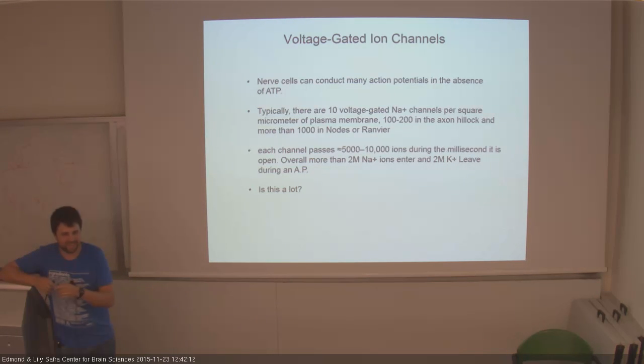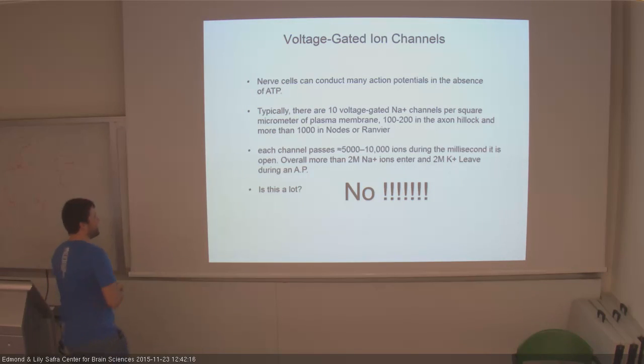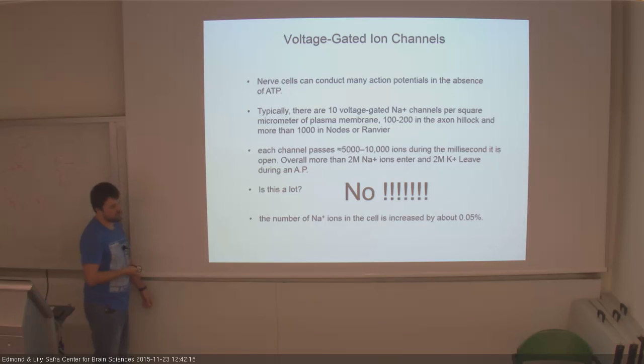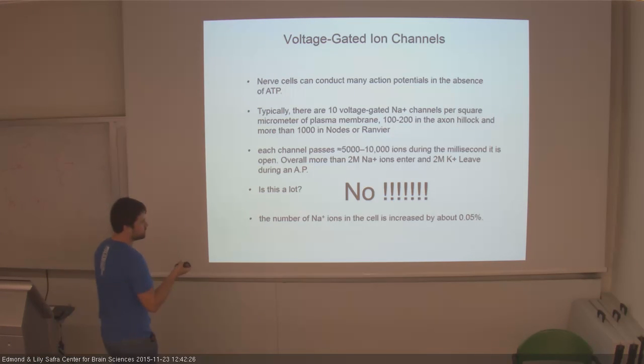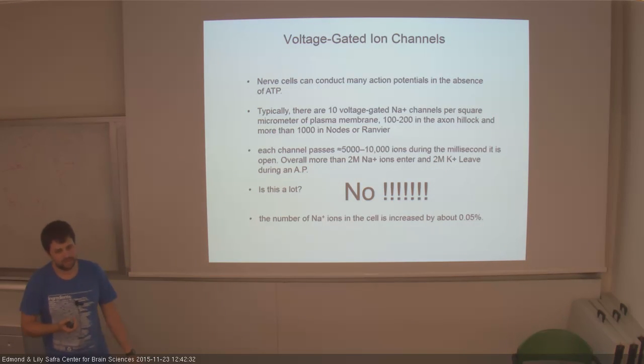Well, no. Really, only a little. Actually, the difference in sodium ion concentration that is caused inside the cell is about 0.05% of the total concentration. So you need 20 of them in order to change it by 1%.